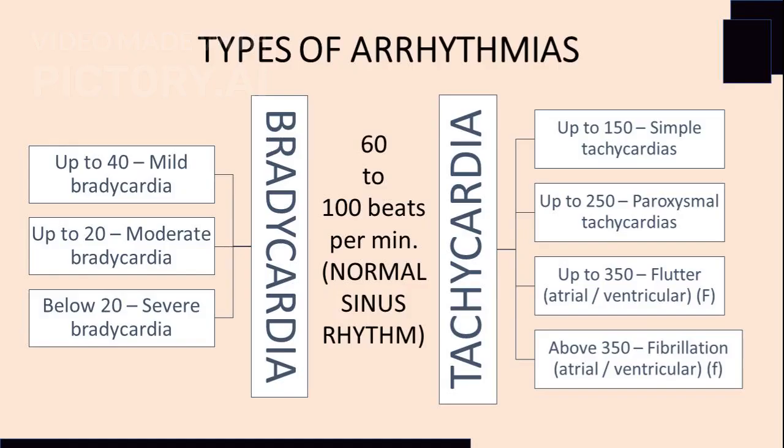Arrhythmias are classified into bradycardia and tachycardia based on heart rate. Bradycardia involves a slower heart rate, while tachycardia involves a faster heart rate, each with varying degrees of severity.